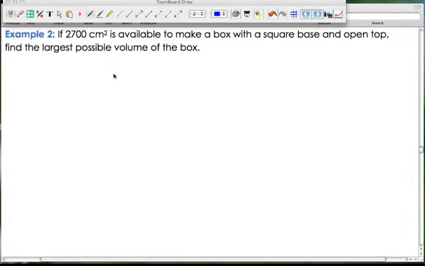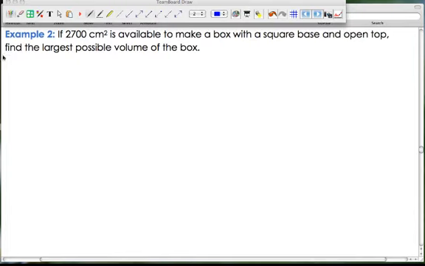Hello, we are going to see now an example of modeling and optimization. As we saw last class, optimization is nothing but finding the maximum and the minimum values of a function. In this example, we are given 2700 square centimeters available to make a box with a square base and a top. And we are asked to find the largest possible volume of the box.